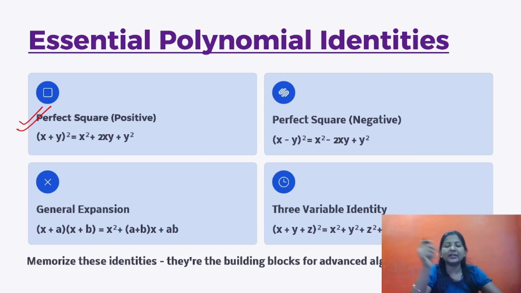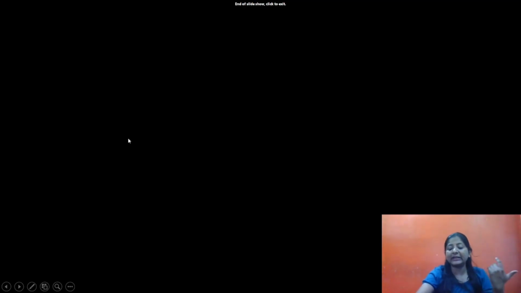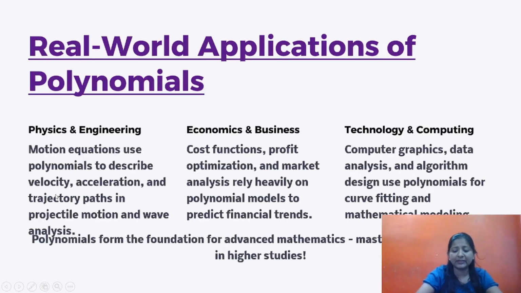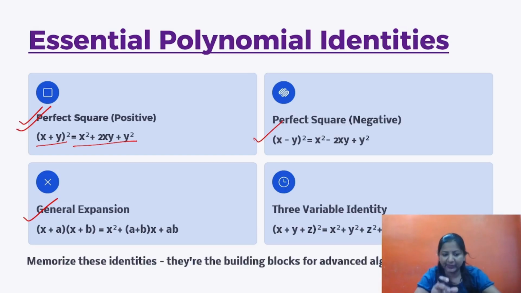So what are identities? Like (x plus y) whole square is equal to x square plus 2xy plus y square. Whenever we put in any value, the left hand side will be equal to the right hand side. That is why we call the given equations identities, because they are true for all values. Just remember this thing. Now the next thing, negative perfect square: (x minus y) whole square is equal to x square minus 2xy plus y square.